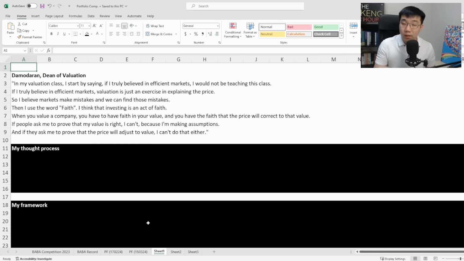Then I use the word faith. I think that investing is an act of faith. When you value a company, you have to have faith in your value. And you have the faith that the price will correct to that value. So if people ask me to prove that my value is right, I can't because I'm making assumptions. And if they ask me to prove that the price will adjust to value, I can't do that either." Unquote. I think that's something that all active investors out there have to acknowledge.